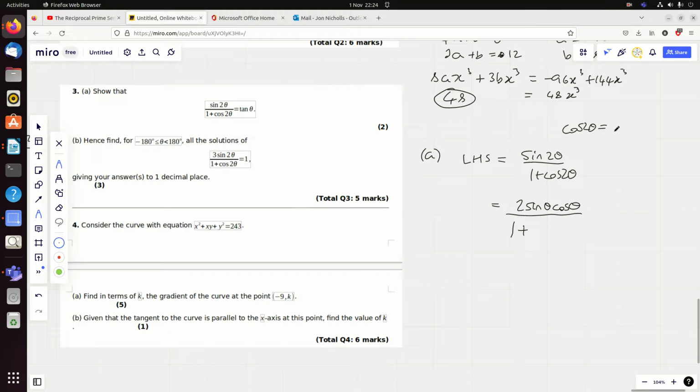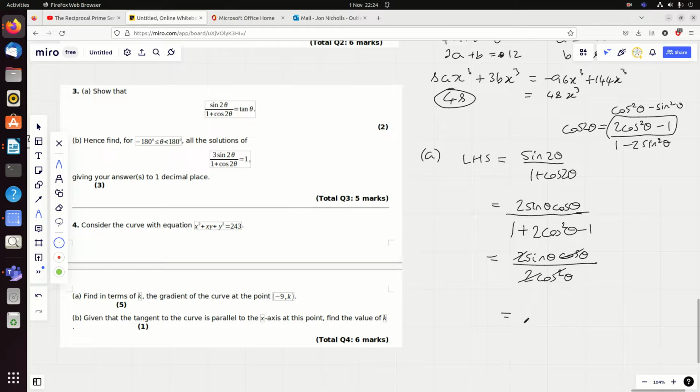But remember, cos 2 theta equals 2 cos squared theta minus 1. That's one of them. It also equals cos squared minus sin squared. And it also equals 1 minus 2 sin squared. You can use any of these, but this one seems quickest to me because I'm going to get rid of the 1 plus, because I'm then going to do take away 1. And that is an advantage because the bottom is then just one term, not two separate terms. So I can cancel the 2 and the cos theta and get tan theta, which is the right-hand side.